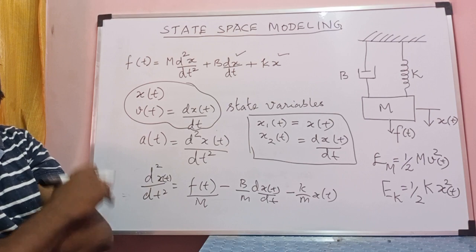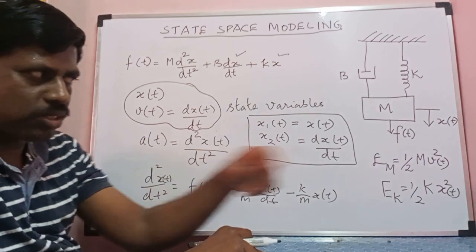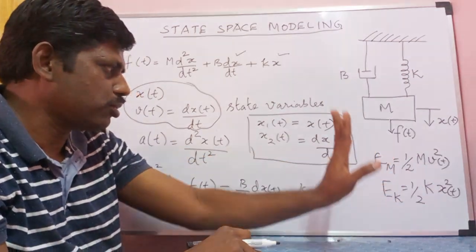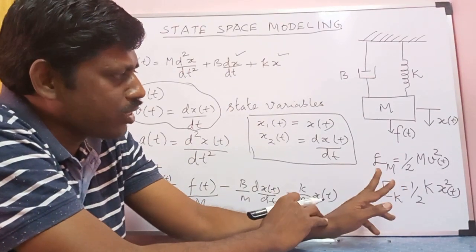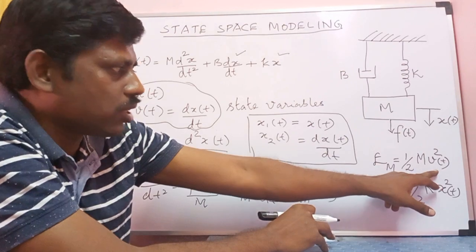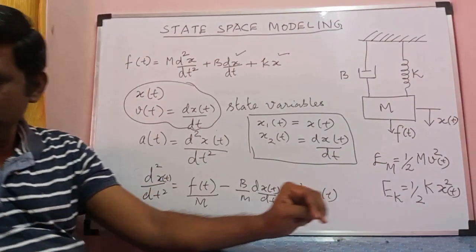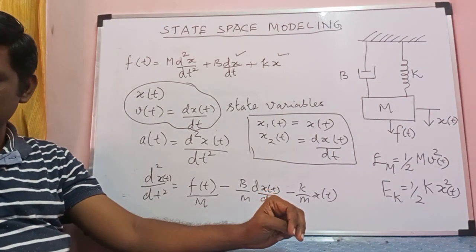So the variables associated with these energy storage elements are v of t and x of t. That gives me a clue that I can choose x of t and v of t as the state variables. So how do I define the state variables now?